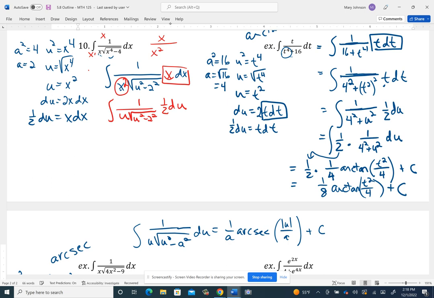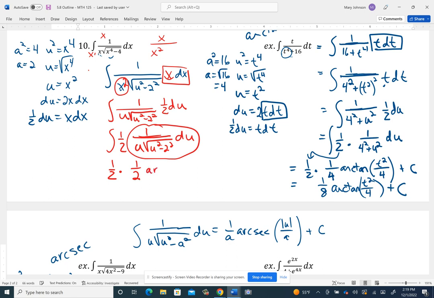All right, so the 1/2 I can move in front. And then I've got this right here so that I've transformed it so it looks exactly like the formula for arcsecant. So I'm going to bring the 1/2 down, and then I'm going to multiply by 1 over a, which happens to be 2.